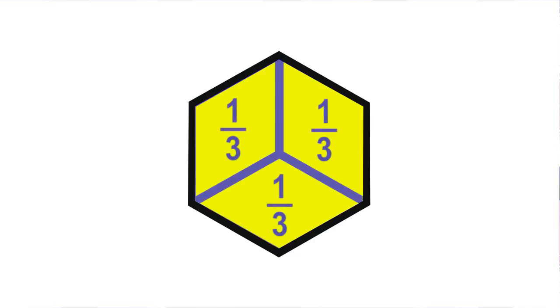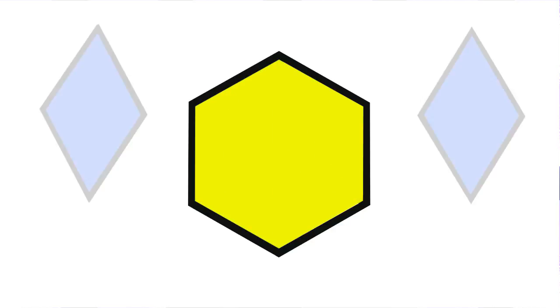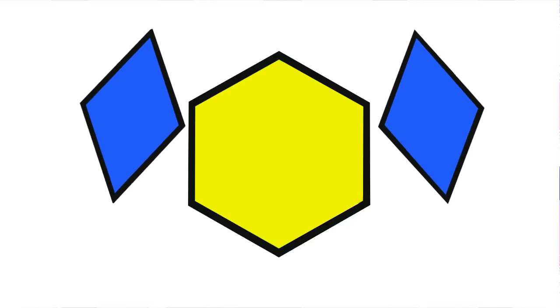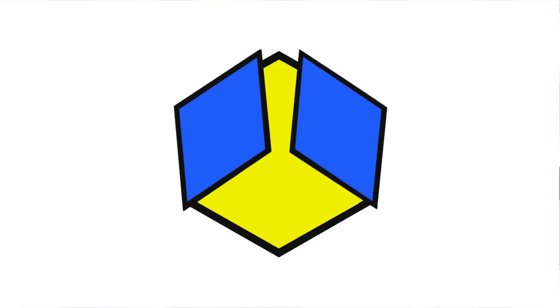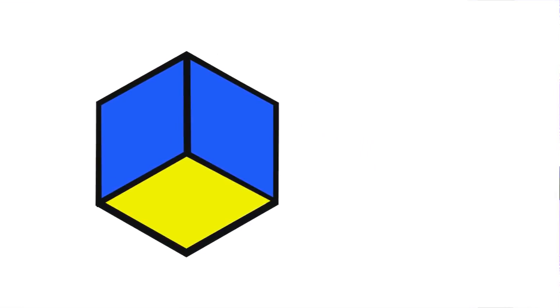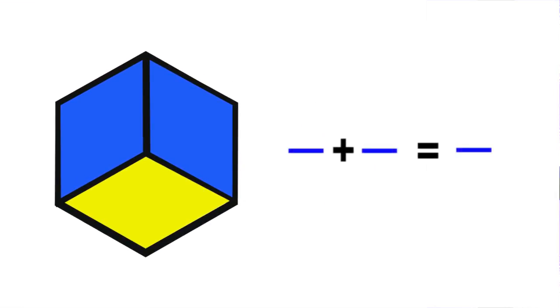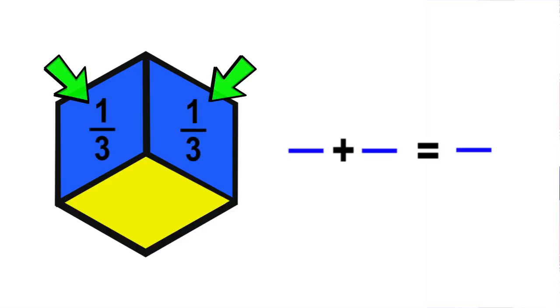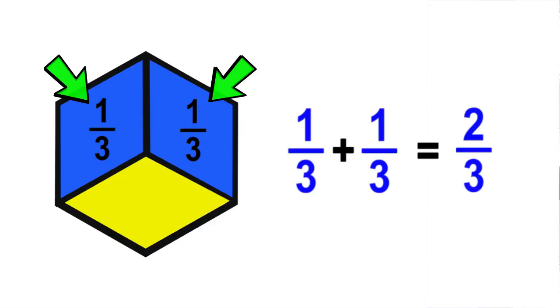Let's take the yellow hexagon and call this our whole. Which pattern block would we need to show thirds? It looks like it will take 3 blue rhombuses to make the whole. Let's use this block to find what happens when 2 of the 1/3 blocks are added together and write the addition equation representing the process. If we use 2 1/3 blocks, that would be 1/3 plus 1/3, which equals 2/3.